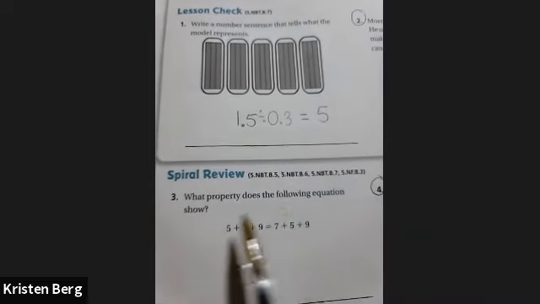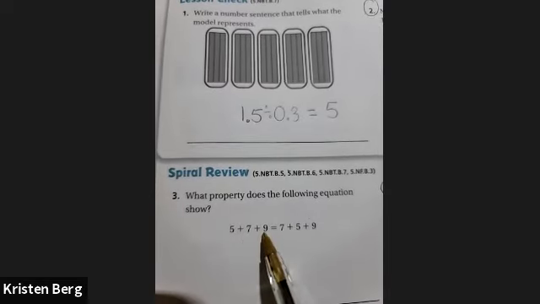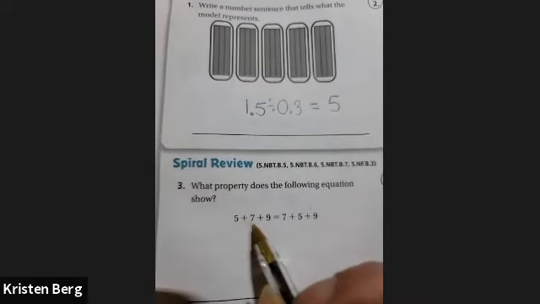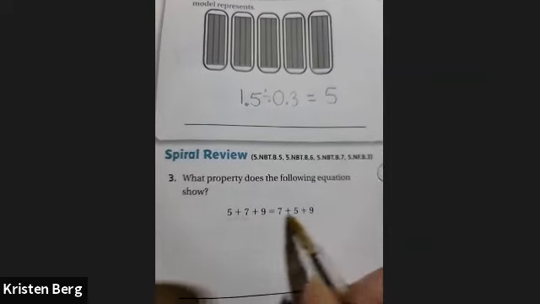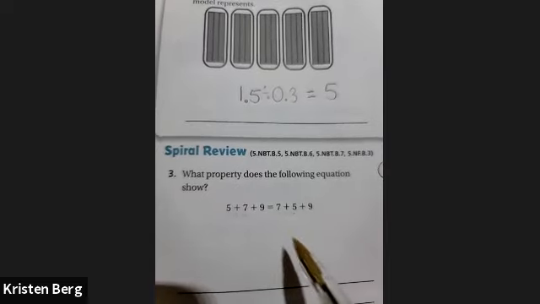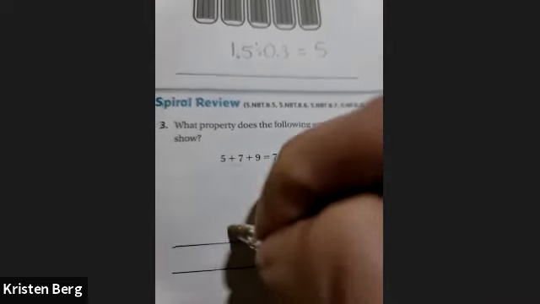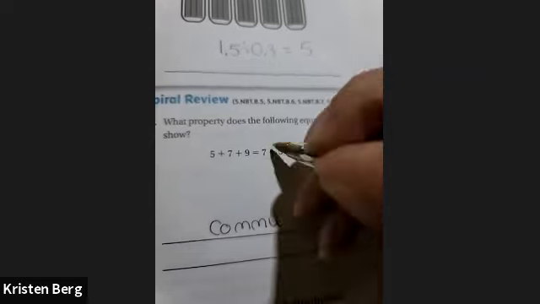All right, now this one says, what is the property that is showing in this equation? So the only thing that had happened was the 7 and the 5 flipped around. So therefore, what property allows you to flip around numbers? It is the commutative. So this one is showing the commutative property of addition, to be exact.